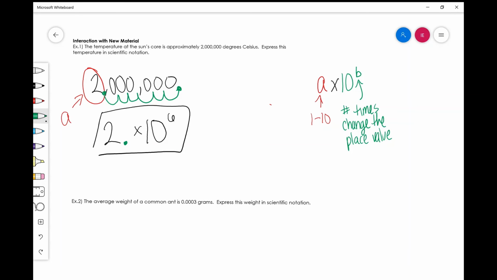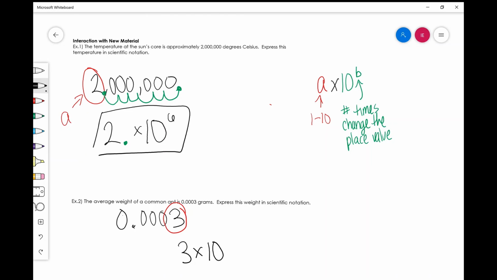Now we're looking at example 2. Example 2 says the average weight of a common ant is 0.003 grams. Express this weight in scientific notation. Like before, we're going to write our number down. First we find our value of A. Again, A is going to be a value between 1 and 10. So in this case, what is my value of A? 3. So I can write 3 times 10 to a certain power.